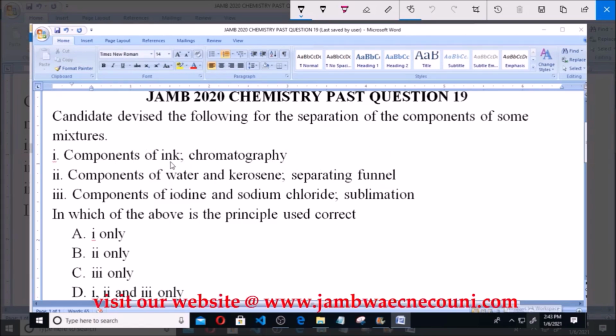Now, for the components of ink, like we know, ink is a mixture of various compounds. Ink is made up of various color components, and the best way to separate ink is by checking the rate of migration or the rate of movement of each of the components that makes up the ink. And like you know, chromatography is the most suitable technique used to separate ink component, because chromatography is a technique that is used to separate a mixture by considering the rate of movement of the components of that mixture. So the first statement here is correct.